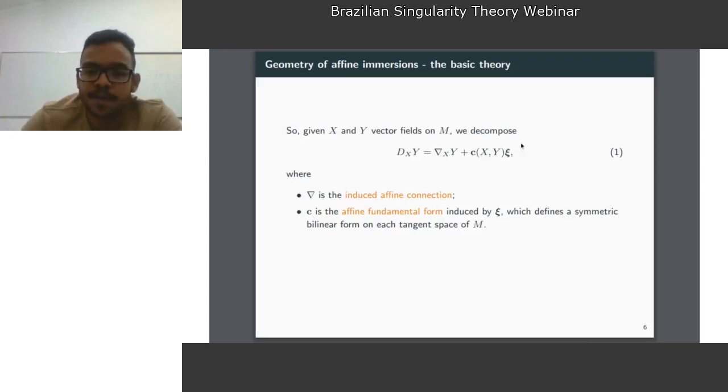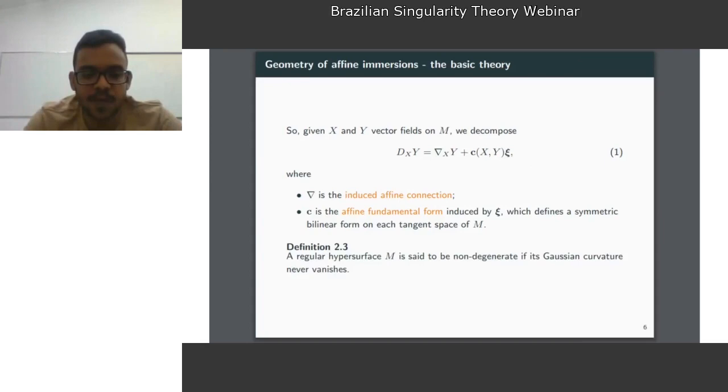And we can also show that if we take two different transversal vector fields, then their affine fundamental forms are related; actually, one is the other one multiplied by a smooth function, a non-zero smooth function. And then for this, we obtain that one is non-degenerate if and only if the other one is non-degenerate. And this is the motivation for this definition here. So we say that a regular hypersurface M is non-degenerate if its Gaussian curvature never vanishes. And this is because if you take here the unique normal vector field, the second fundamental form being non-degenerate is equivalent to saying that the Gaussian curvature is different than zero everywhere.